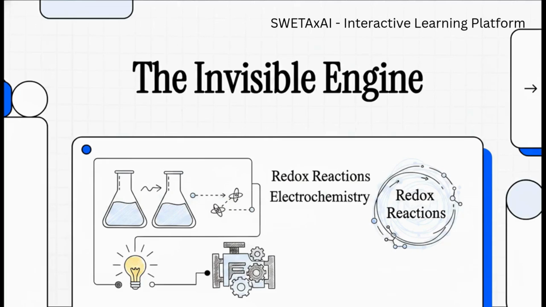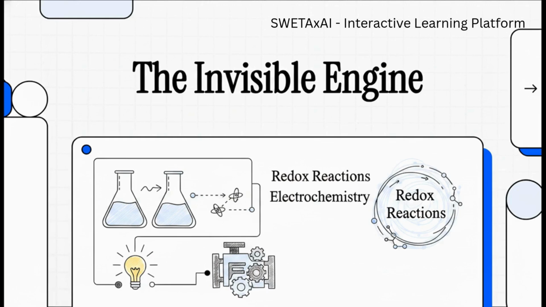Okay, let's dive right into this. Welcome to today's explainer, where we're going to do something pretty incredible. We are going to build an invisible engine entirely out of chemistry. Now, if you're gearing up for the IIT JEE Main, you already know that redox reactions and electrochemistry are absolutely massive, high-weightage topics. But hey, instead of just memorizing a bunch of disconnected formulas, we're going to look at this as one continuous, totally fascinating system.